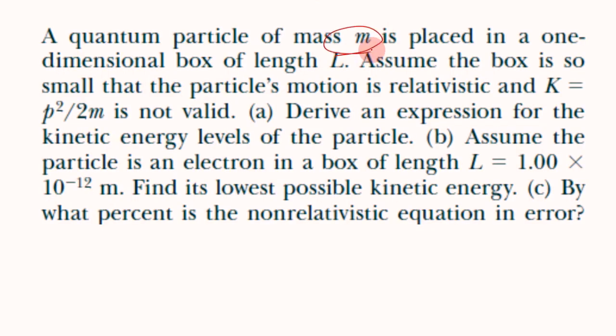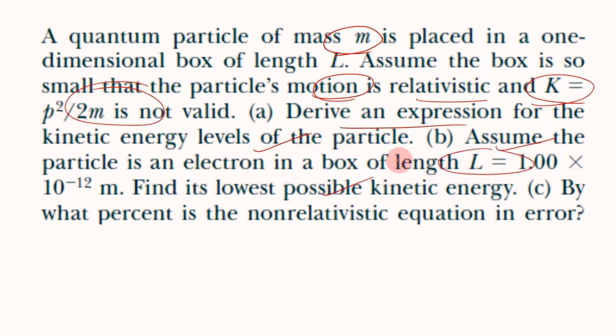A quantum particle of mass m is placed in a one-dimensional box of length L. Now we assume that the box is so small that the particle motion is relativistic, in which case the usual formula is not valid. So first we have to derive an expression for the kinetic energy levels of the particle. Second, we have to assume the particle is an electron in a box of this size, find the lowest possible kinetic energy, and calculate by what percent the non-relativistic equation is in error. So if we take the non-relativistic expression, what is the percentage gap?